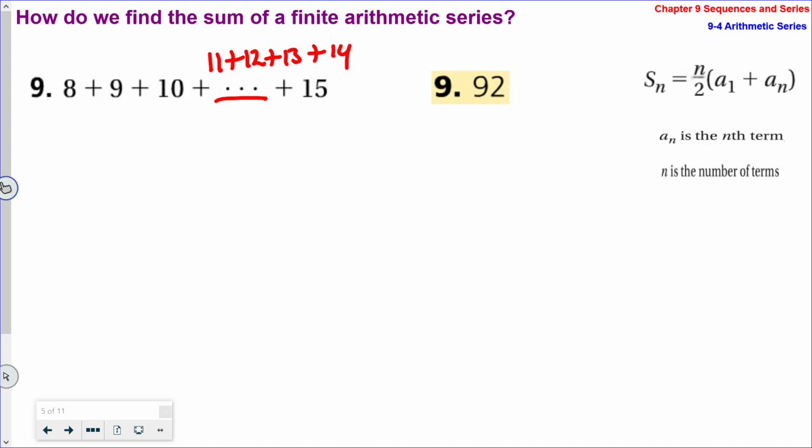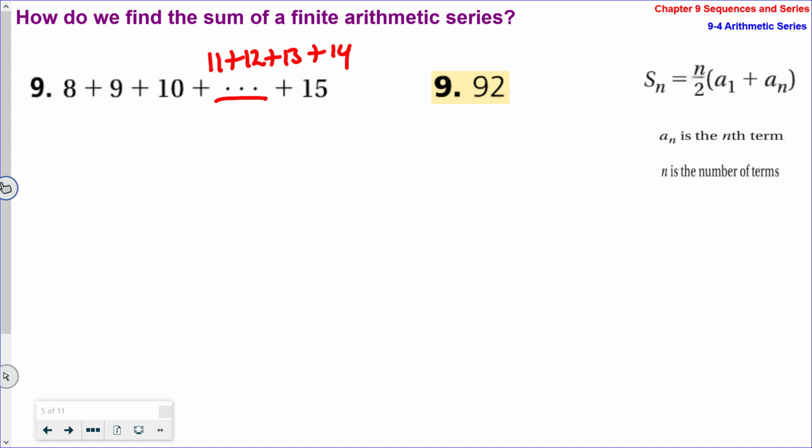Now some of you may be thinking, that's kind of easy, but what if instead of 15, it went all the way to like 2040 or something ridiculous like that? Is this the most efficient method to find the sum of all of those numbers? Of course not. So as you already know, you're probably doing a little foreshadowing. This formula on the right is how we're going to figure that out.